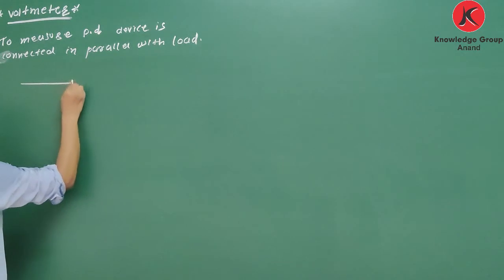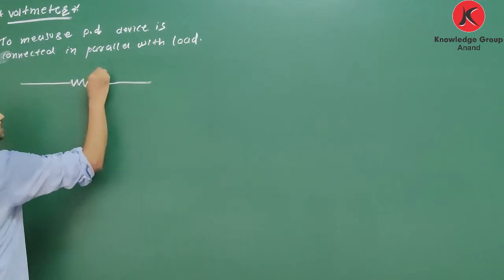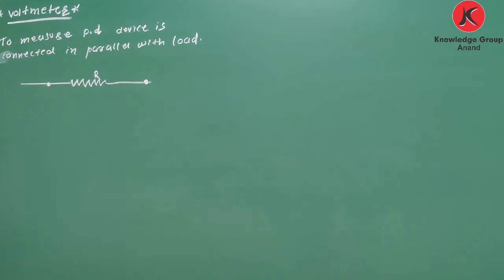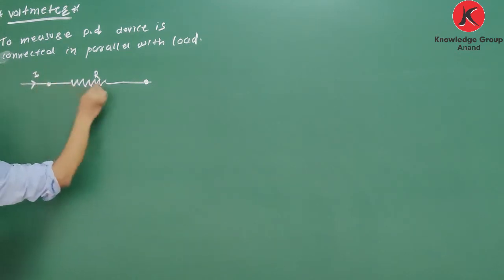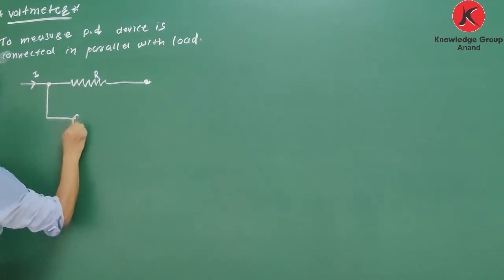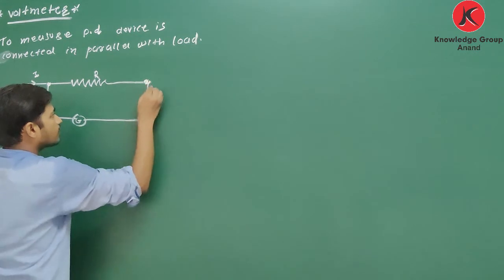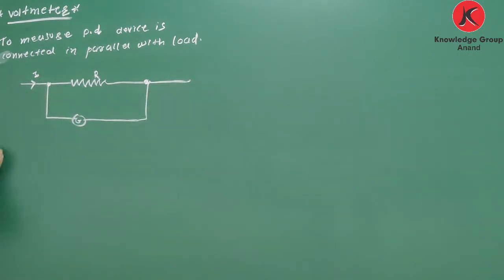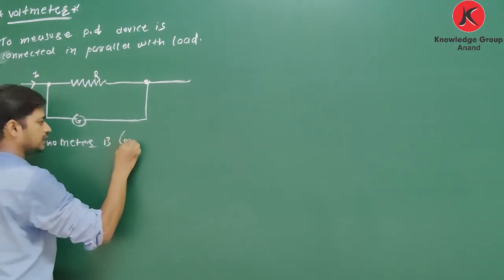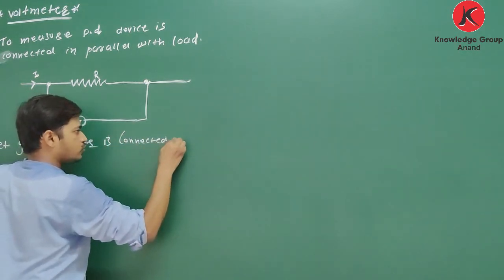If I have this resistance, and I want to find the potential difference between its two ends, with current flowing through it, then obviously I have to connect a device parallel to it. So let us say I have connected this galvanometer. The galvanometer is connected parallel to the load.